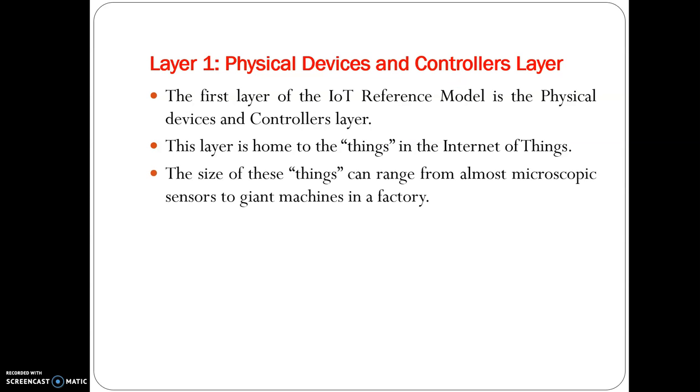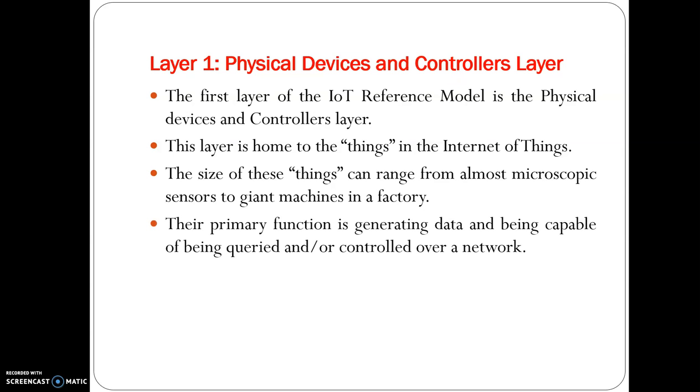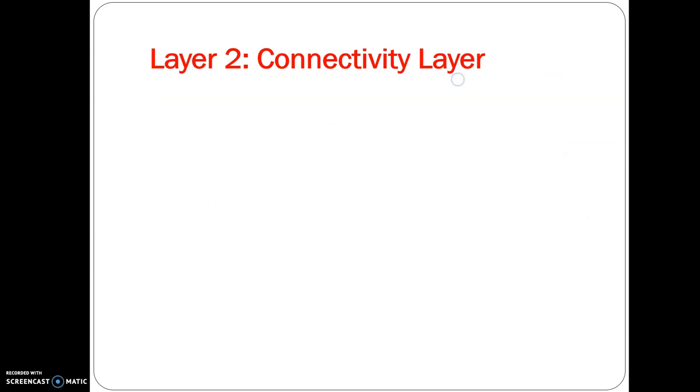The size of things can vary from almost microscopic sensors to a giant machine in a factory. Their primary function is generating data and being capable of being queried and controlled over the network. This is what the first layer of the IoT reference model is about. Let's talk about the second layer, the connectivity layer.